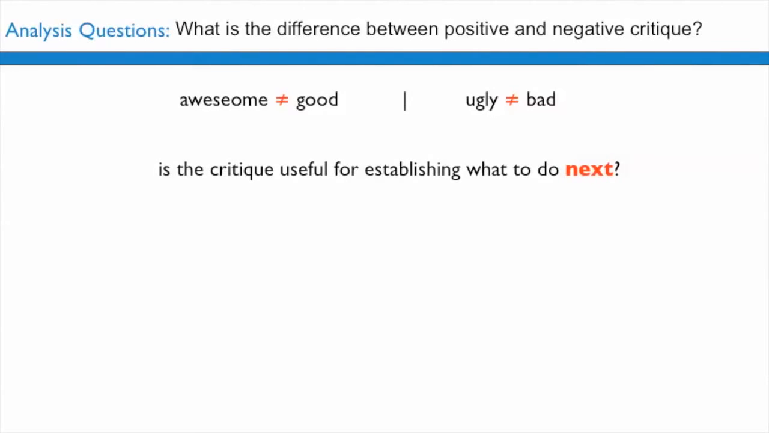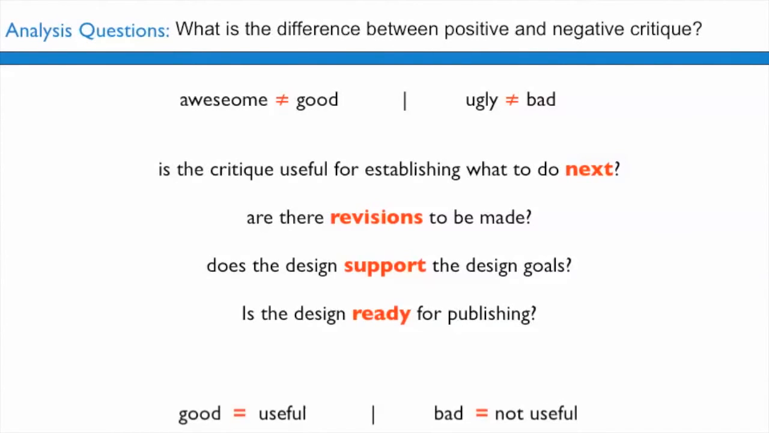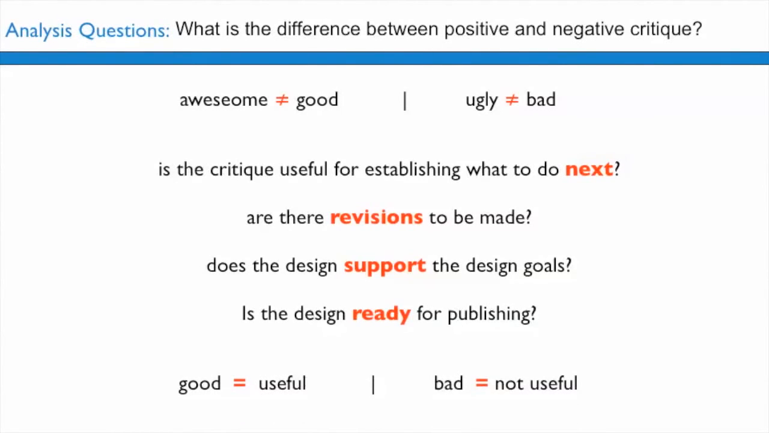The primary purpose of a critique is to identify what you're trying to do next in the design process. For example, are there revisions that need to be made? Does the design go along with the design goals? Is the design ready for sharing and publication? Usually this takes a couple of critiques to sort through all of these different things. But again, the main point here is that a negative critique lacks any value in terms of being useful for identifying the next steps, whereas a good critique is useful because it tells you what you need to be doing next.